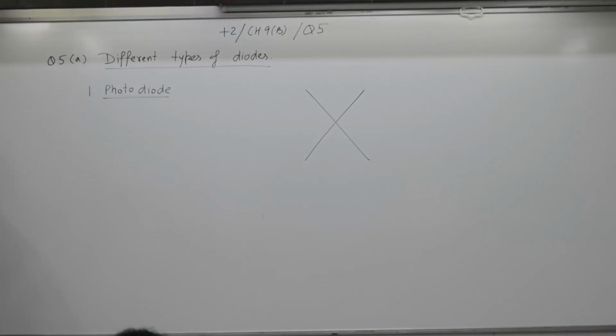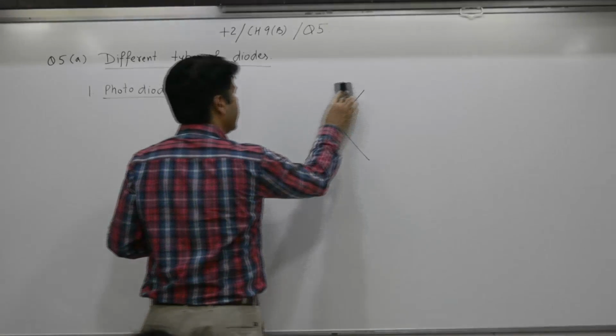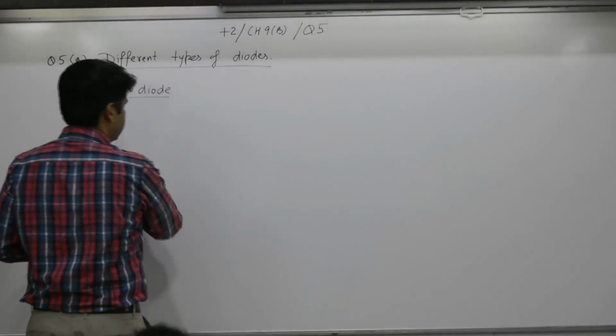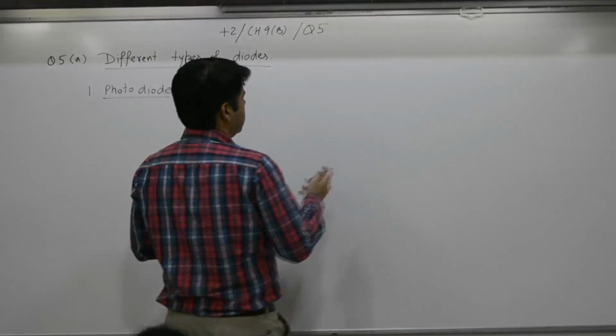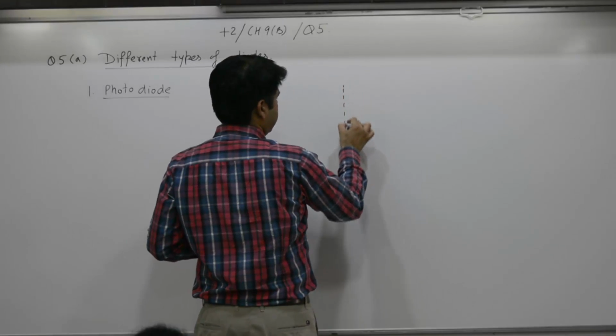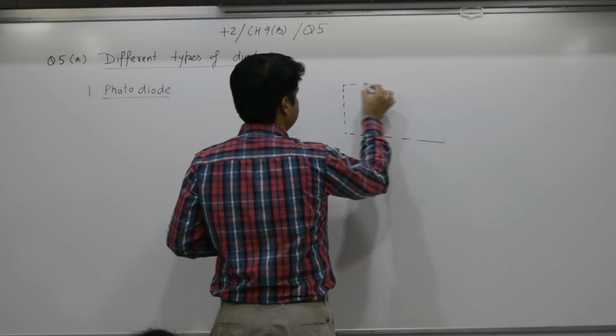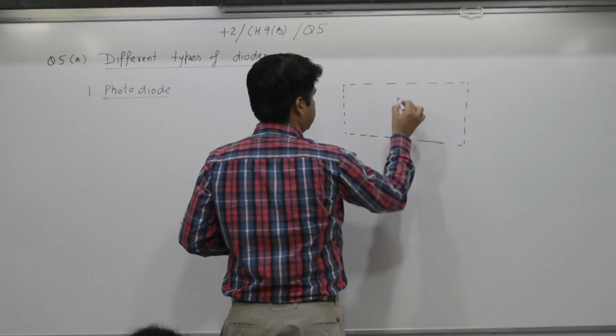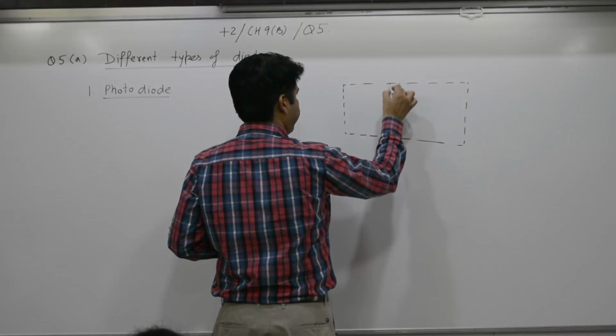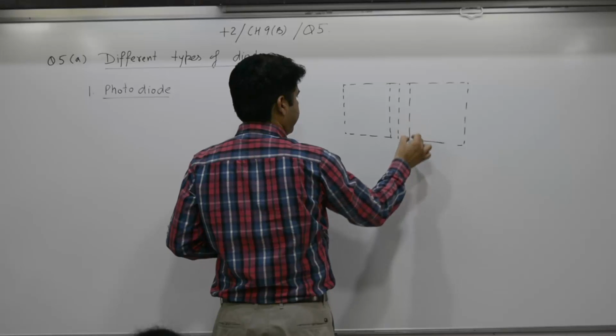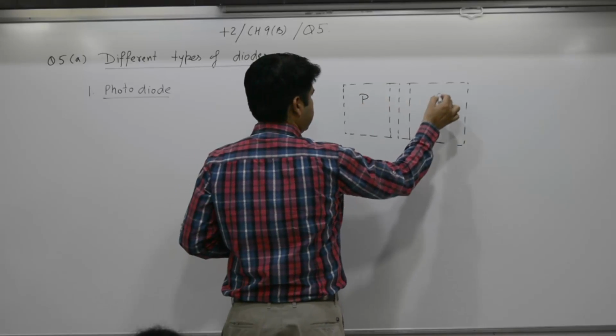Photodiode. First diagram. It is what? Basically a diode, PN junction. So a diode, PN junction. This is P, this is N.